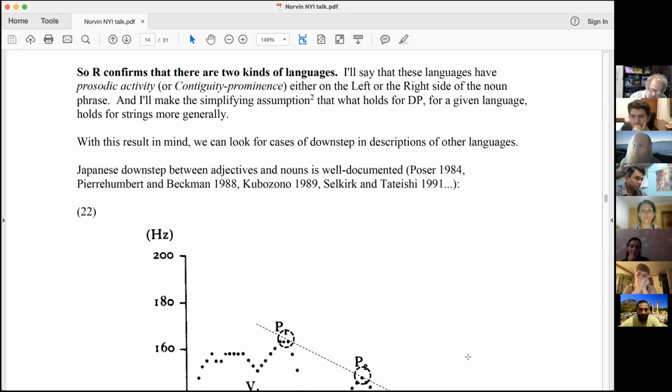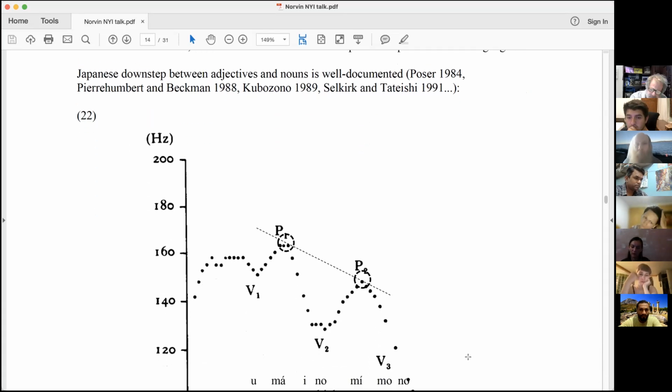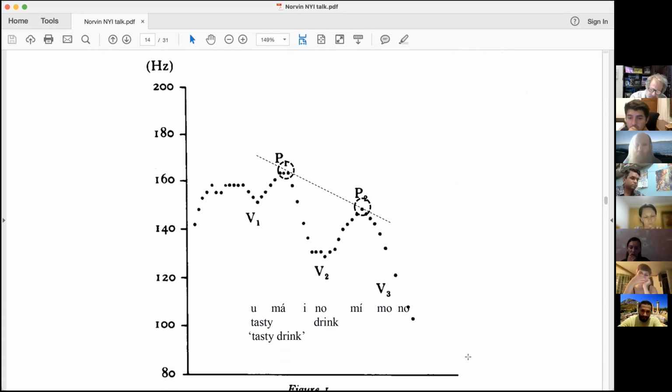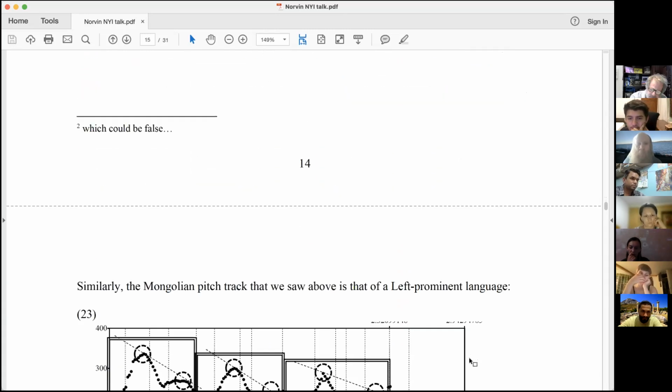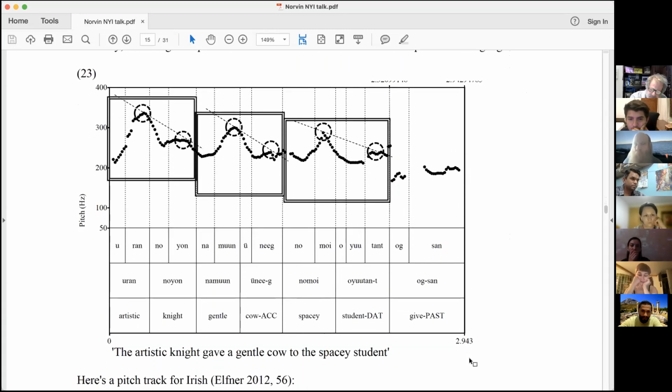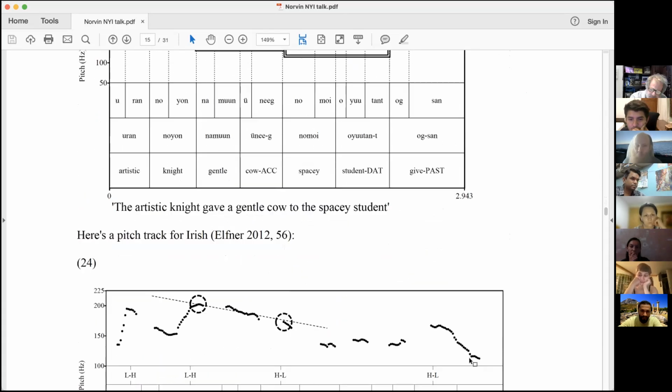With that result in mind, we can go look at cases of downstep in other languages. I haven't run this test, for example, on Japanese, but there's a big literature on downstep between adjectives and nouns in Japanese. So I hope Japanese is also a left prominent language. Here's a Japanese pitch track for tasty drink. Here's the Mongolian pitch track I showed you before. Sure looks like a left prominent language. Have to run the tests to be sure, but that's what it looks like.